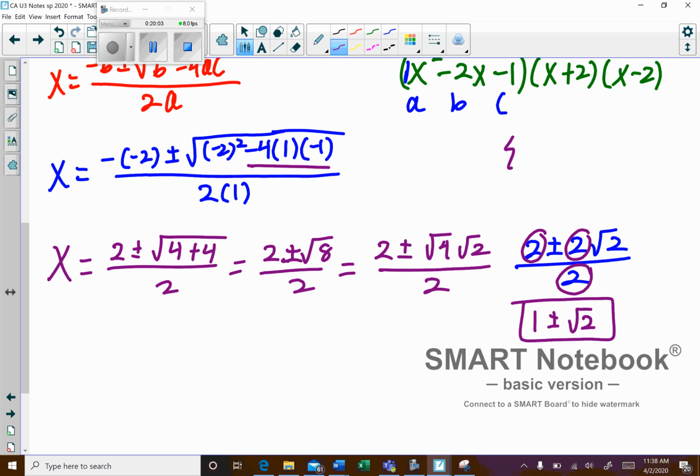So your solution set is negative 2, positive 2, 1 plus the square root of 2, and 1 minus the square root of 2. And once again, the order that you put those in doesn't really matter, but there were your 4 solutions on this one.